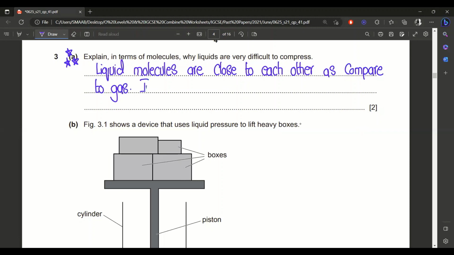and the intermolecular forces are stronger as compared to gas.